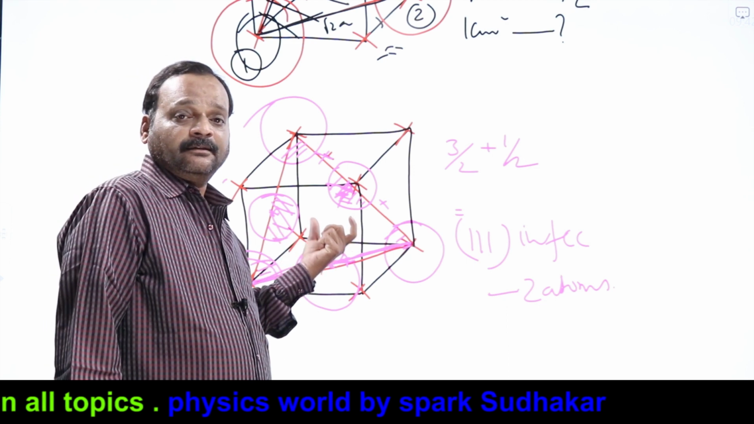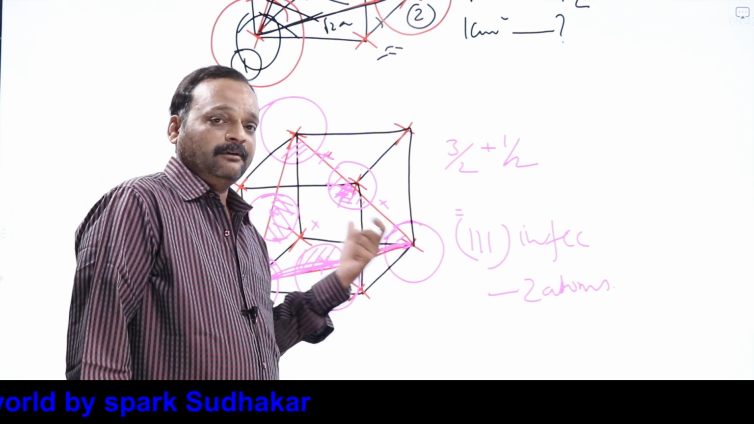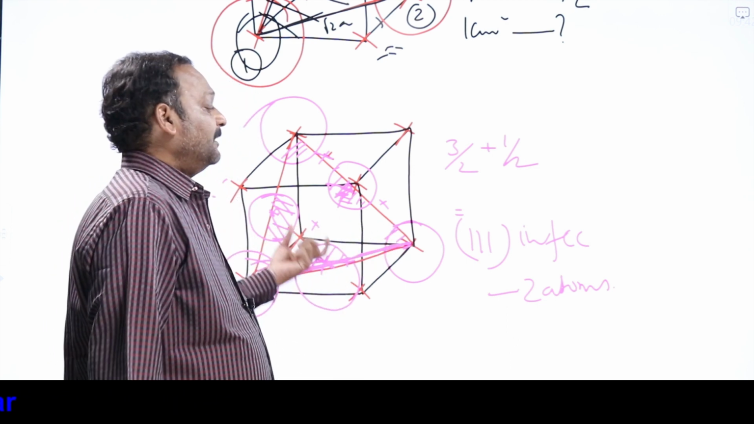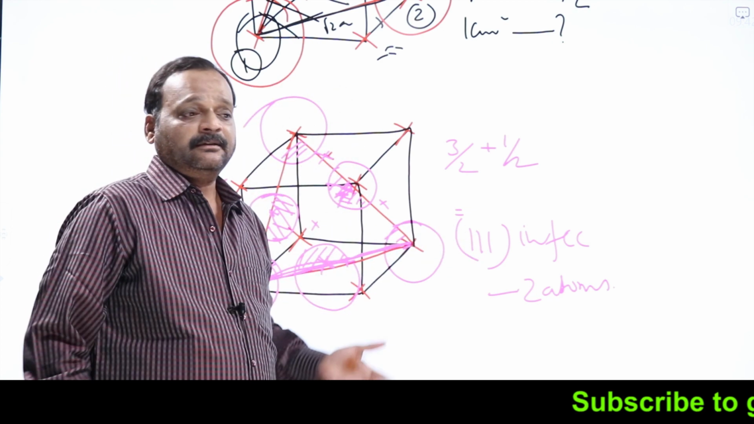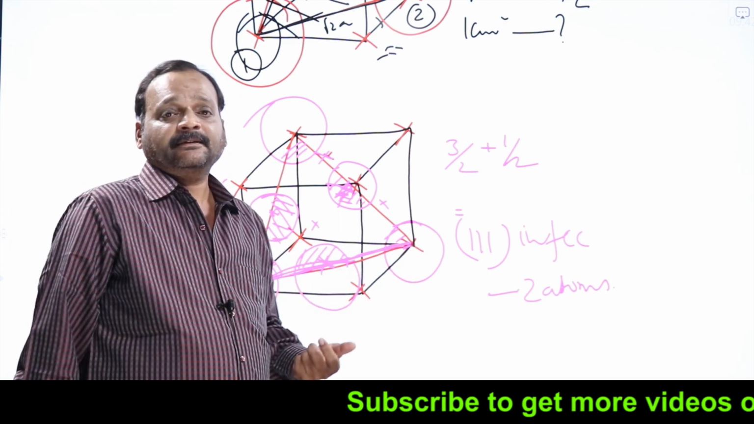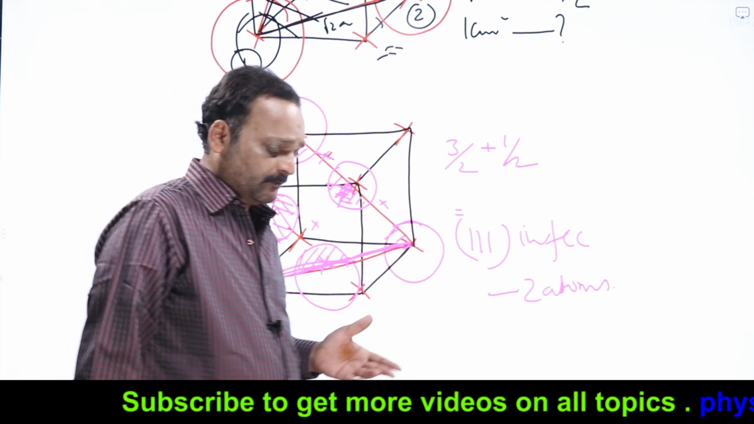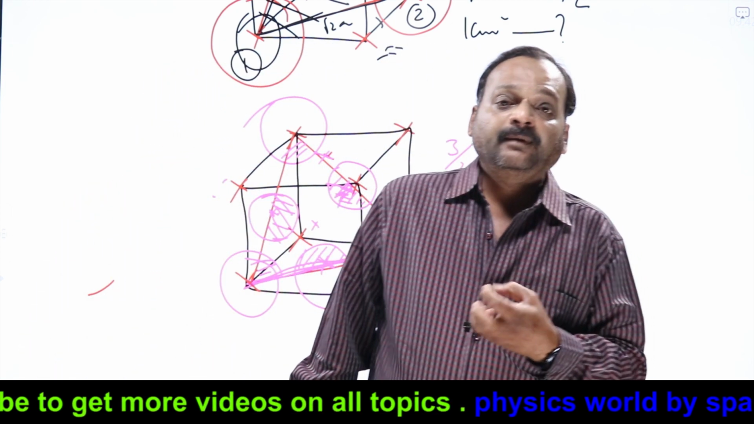So what is the area of that equilateral triangle 111 plane? √3a² by 4. That much area is containing effectively 2 atoms. Then 1 square centimeter of the 111 plane contains how many atoms? As before. This is how we calculate planar atomic density.